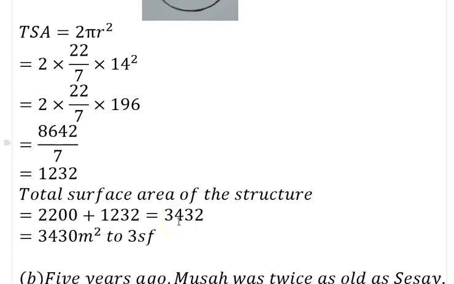But don't forget, the question says to 3 significant figures. So marks are always being deducted if you did not give your answer to the degree of accuracy asked for by the examiner. So because 3432 is correct, but the question says to 3 significant figures, just put it to 3 significant figures. So we have 3430. That's the significant figure, meter squared. So that is our answer.